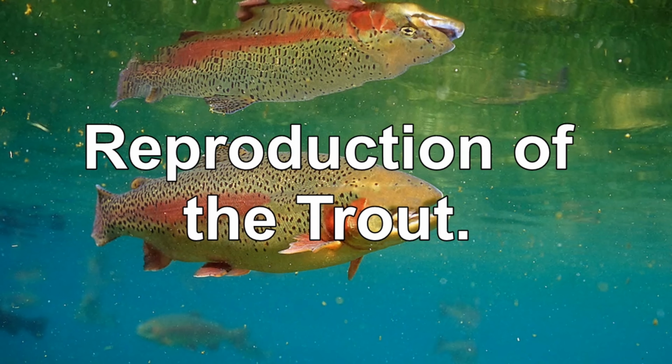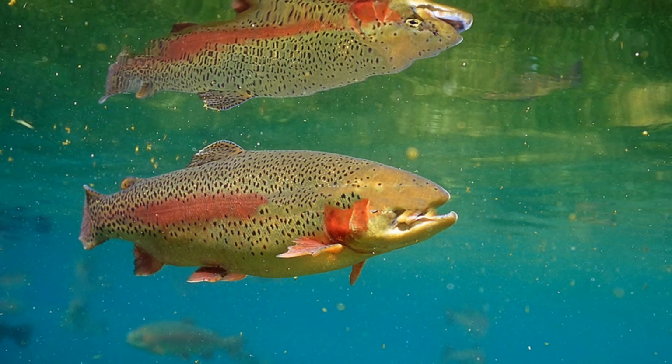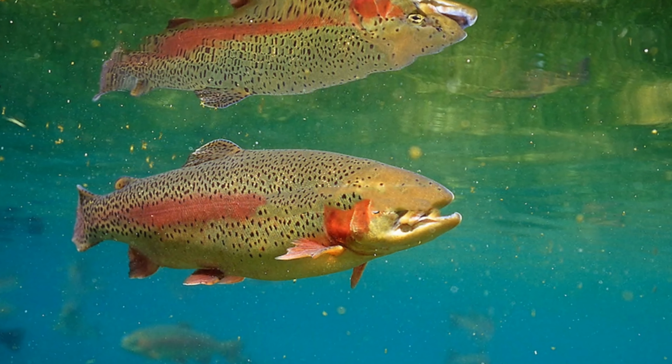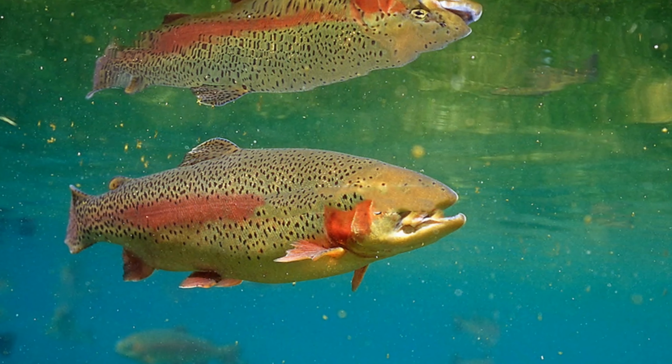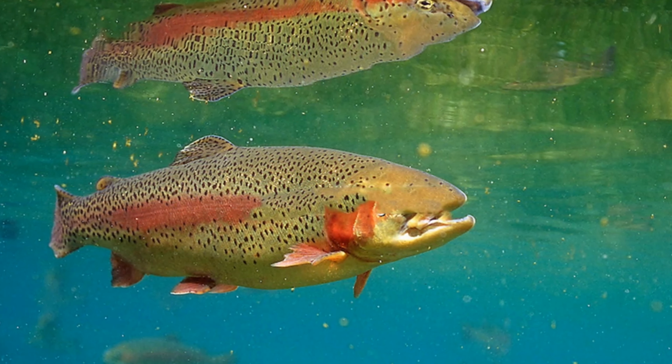Reproduction of the trout. These fish begin breeding migrations based on water temperature. The female finds a likely spot for a nest, usually in a gravel substrate. She then creates a small depression in the gravel, lays her eggs, and then the male fertilizes the eggs.